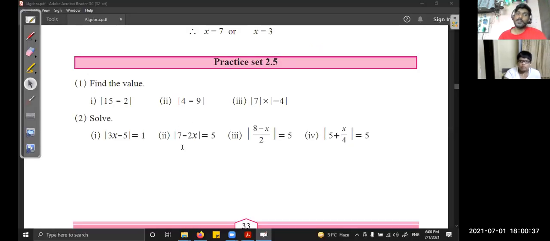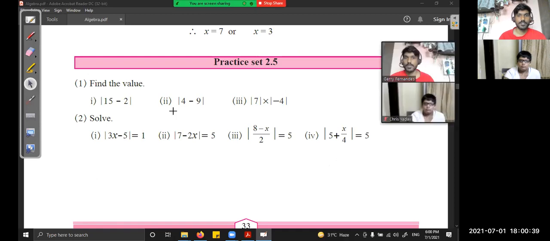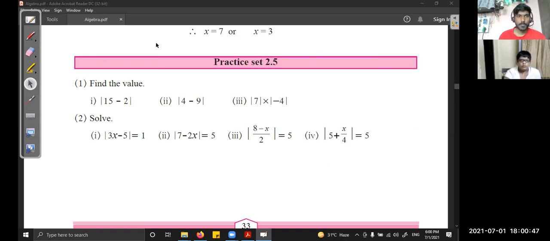Now the third remaining, will you be able? Third one is easy. Third one is mod of 7 into minus 4. You know mod of 7 is 7. And the absolute value of this will be 4. You have to multiply them. So 7 into 4, 28. Clear?